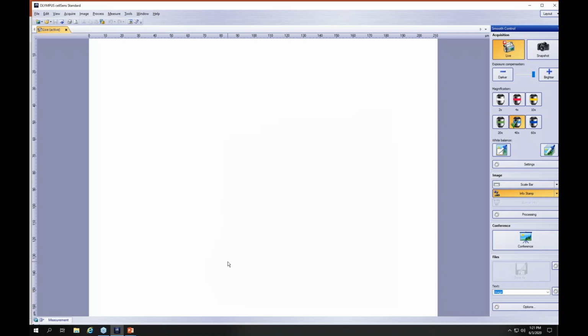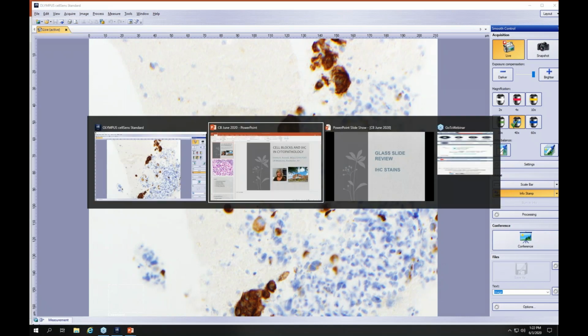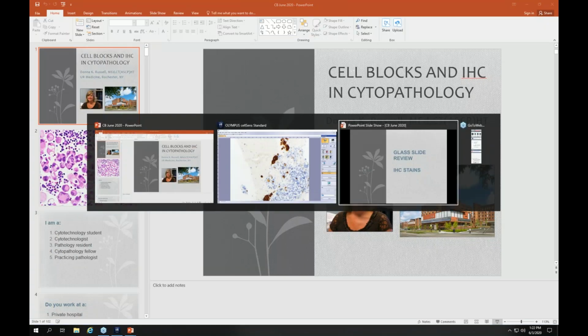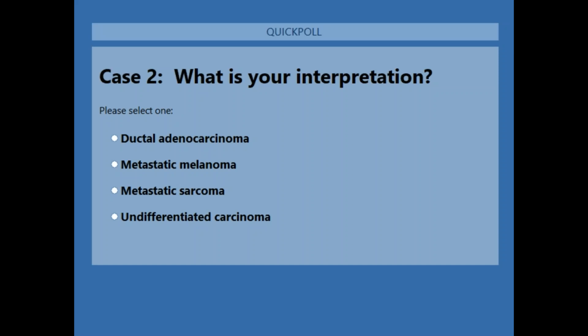So some immunohistochemical stains were performed. It was focally positive for AE1/AE3, and it was negative for CA 19-9 and CEA immunohistochemical stains. So what is your interpretation in this case? Is it a ductal adenocarcinoma? Is it a metastatic melanoma? Is it a metastatic sarcoma? Or is it an undifferentiated carcinoma?